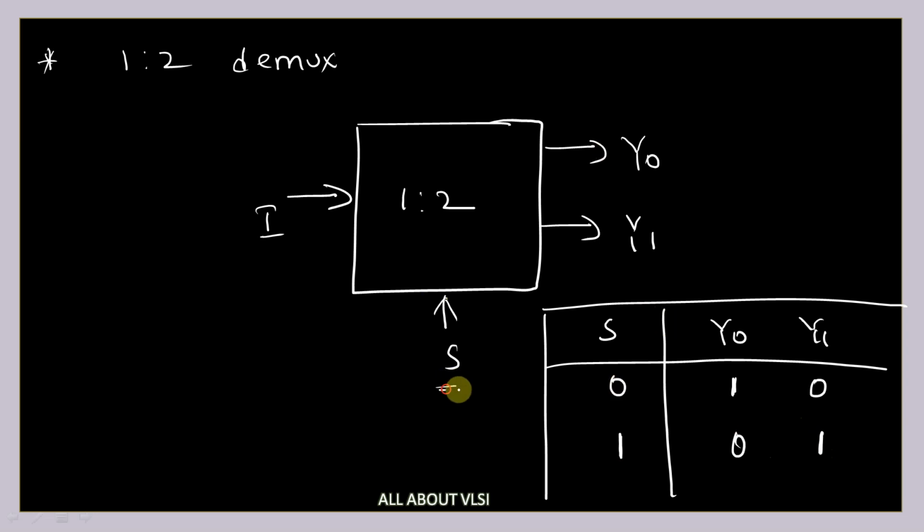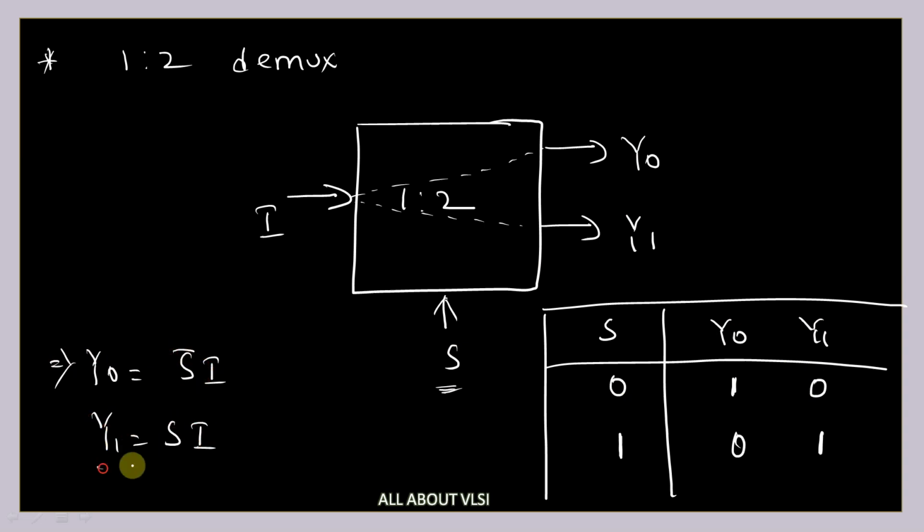So if your select line is equal to 0, this output will be connected to your input, and if the select line is equal to 1, the other output will be connected to the input. Depending upon the value of the select line, the output is decided. The equations for y0 and y1 can be written as y0 is equal to s bar into I and y1 is equal to s into I. You can substitute the values of s and check it. Whenever s is equal to 0, y0 will be equal to I, and whenever s is equal to 1, y1 will be equal to I.